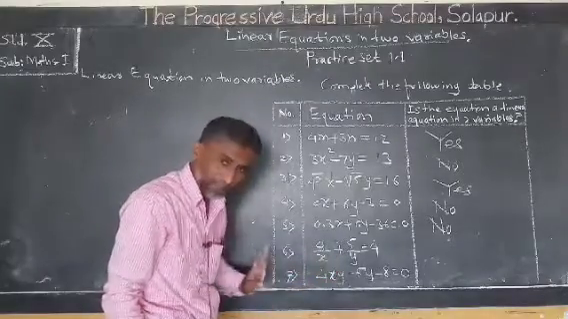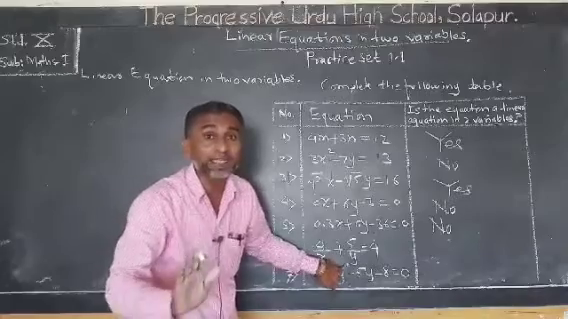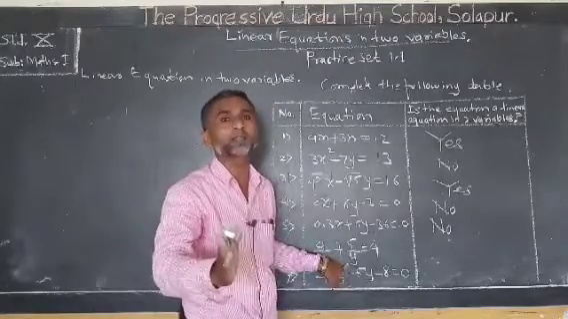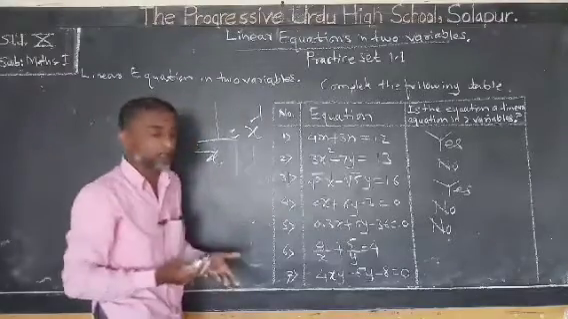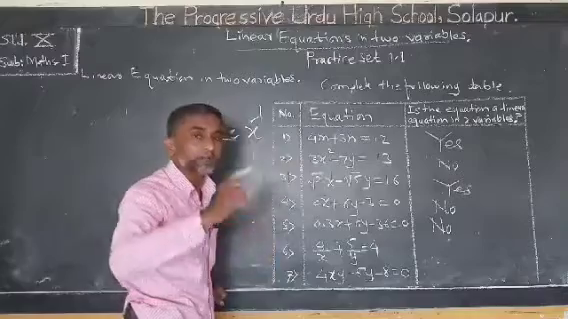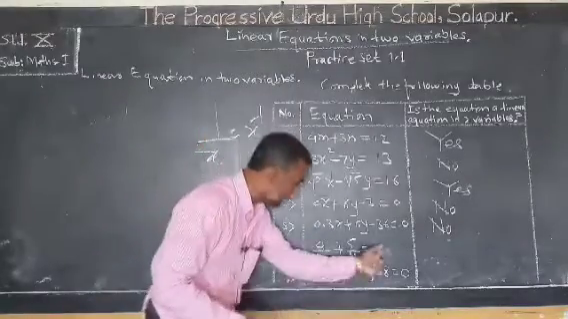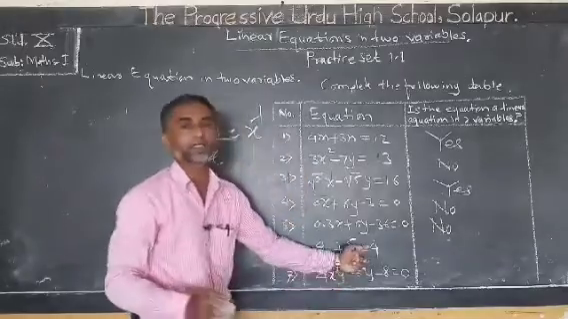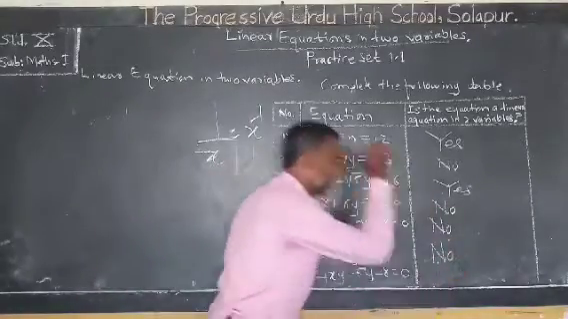Here definitely there are two variables, but as they are in the denominator, their degree is minus 1. 1 upon x means x raised to minus 1. As x and y are in the denominator, their degree is minus 1. As the degree is minus 1, this is not a linear equation in two variables. Therefore your answer should be no.